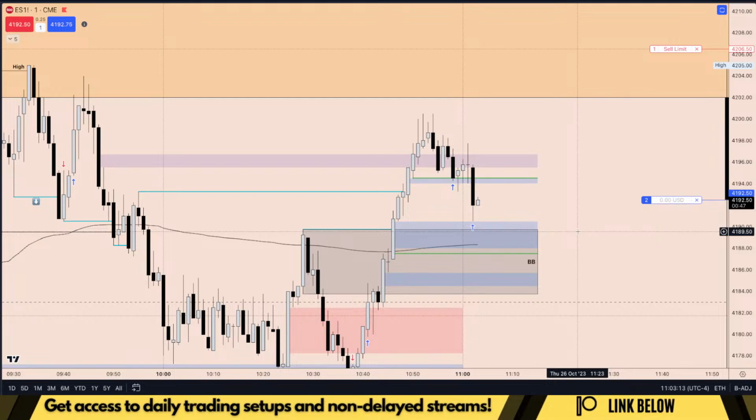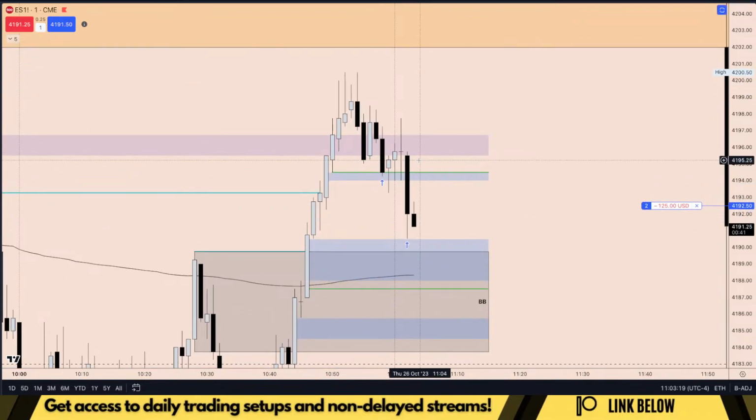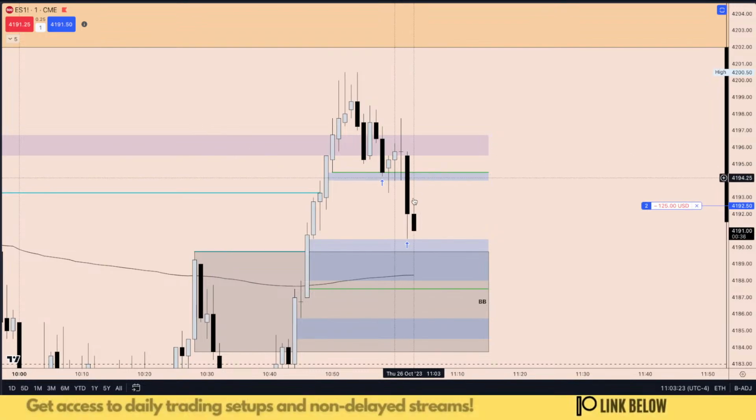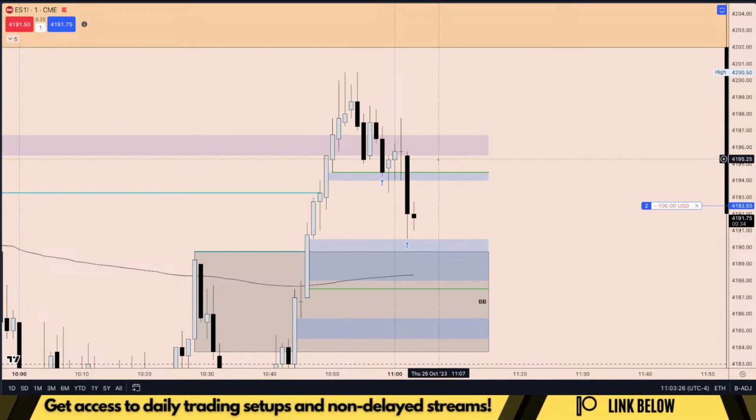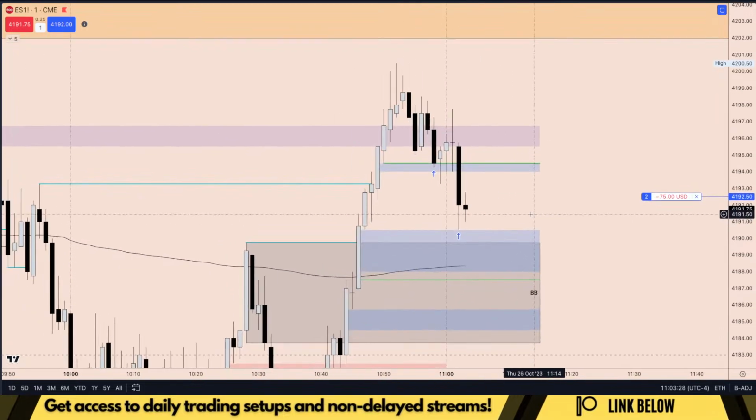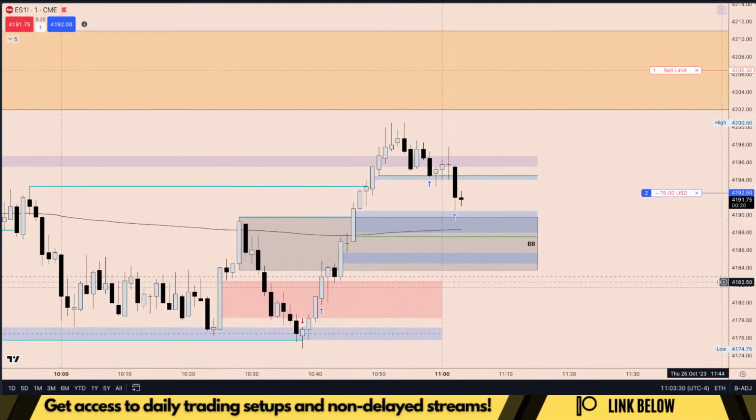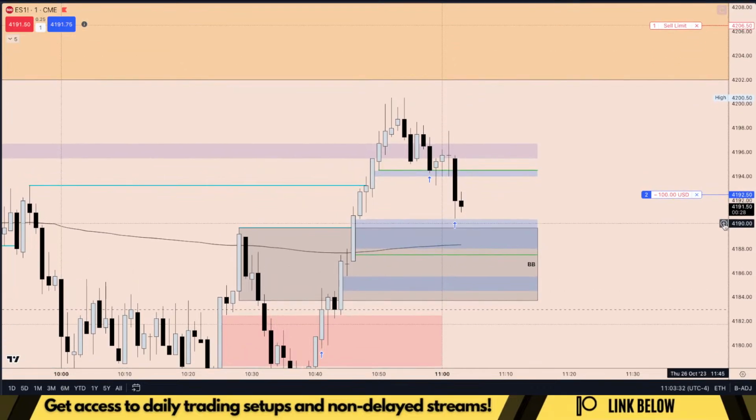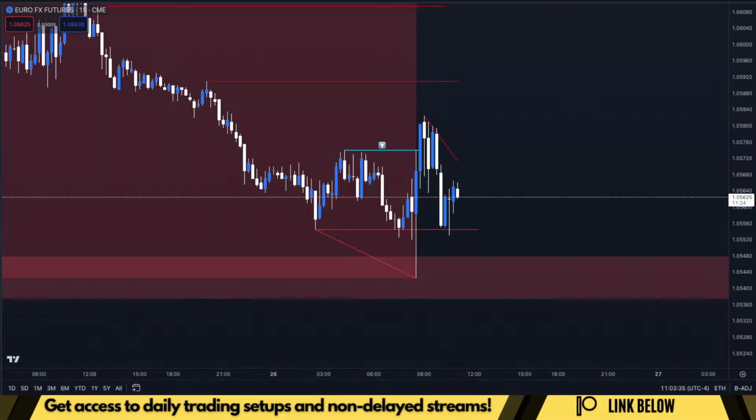Once again, what happened before this candle? Volume imbalance. And what did this candle do? Close below, retested the previous closing price, continued lower. It's really important to keep track of these imbalances. DXY pushing.